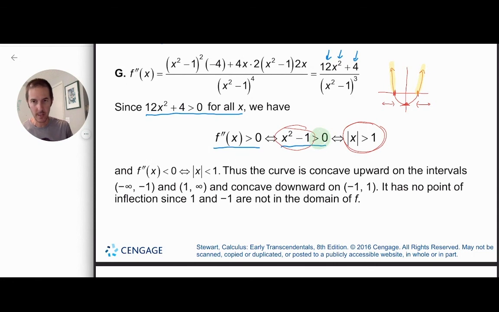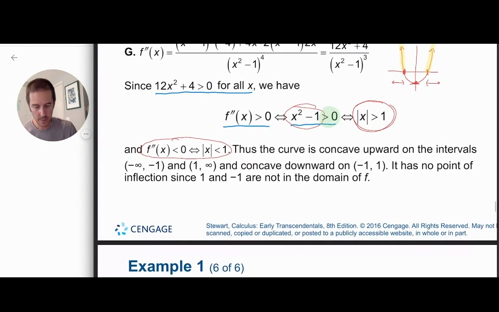Therefore, we can safely say that our second derivative will be less than 0 when our x value is between positive and -1. This compound inequality right here says that x is between negative and +1. It could be rewritten as that compound inequality. So our curve is going to be concave upward for these outer portions, the left and right hand sides of the graph, so to speak, and our graph is going to be concave down in the middle, so to speak, between x values of negative and +1.